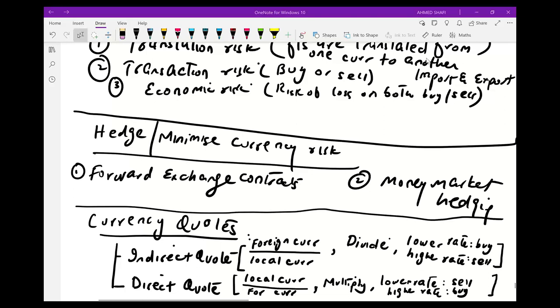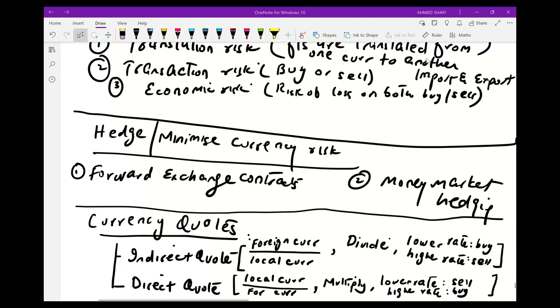Marigold is expecting a receipt of shilling 300,000 from the subsidiary in 3 months, which it wishes to protect against exchange rate movement. The following information is available. Exchange rates are shilling per dollar. Now pay attention to this, this is very important. Dollar was the home currency, local currency, and dollar is coming in the denominator. It's MS per dollar. So dollar, the home currency, is in the denominator.